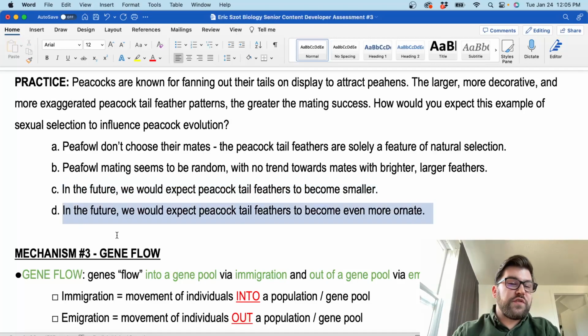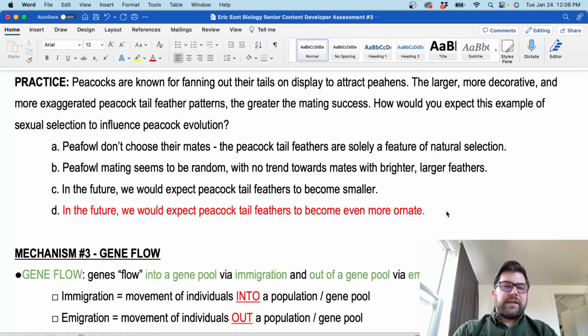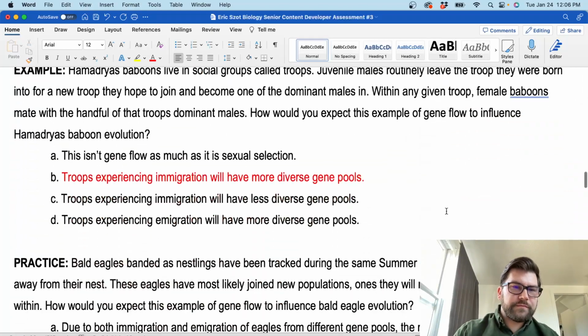So D, in the future, we expect peacock tail feathers to become even more ornate. Ornate meaning decorated, right? That seems to be the one that lights up immediately. That's a good option there. So that's practice problem number 2.